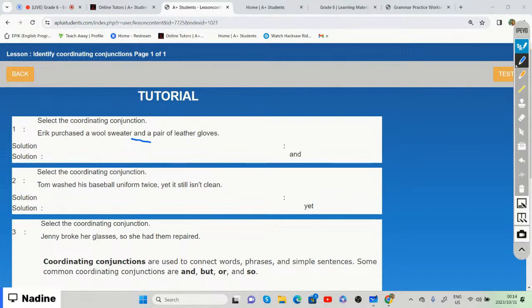Tom washed his baseball uniform twice, yet it still isn't clean. If we select the coordinating conjunction within that sentence, we can say yet is our coordinating conjunction.